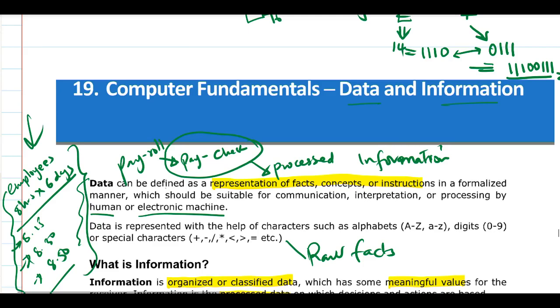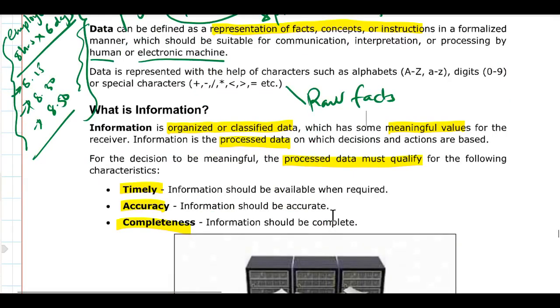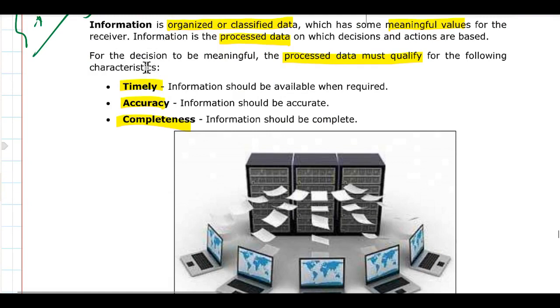Those facts can then be processed to give you very useful, meaningful information. For a decision to be meaningful, we characterize information as having the following three qualities. The information should be available when required, that is timely, and it should be accurate and complete. When I need to pay my employees, it should be timely. I don't want to start calculating their hours when I am supposed to be producing paychecks. The processed information should be accurate: I should be able to pay someone their dues when it is due, without overpaying or underpaying them. And lastly, the information should be complete.